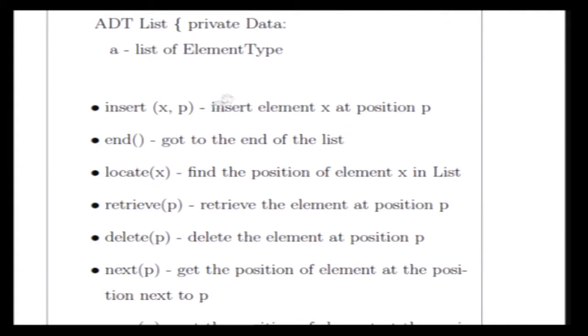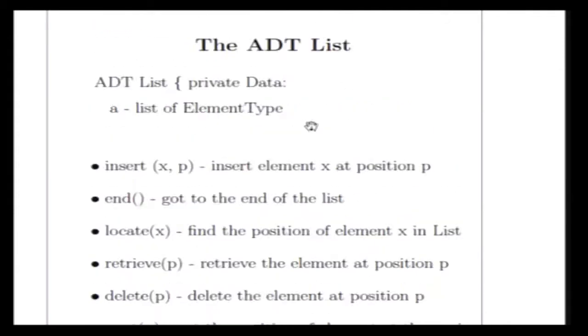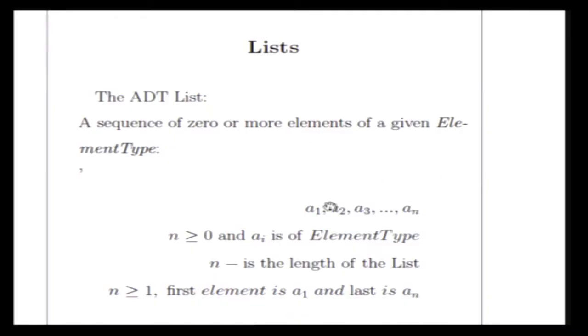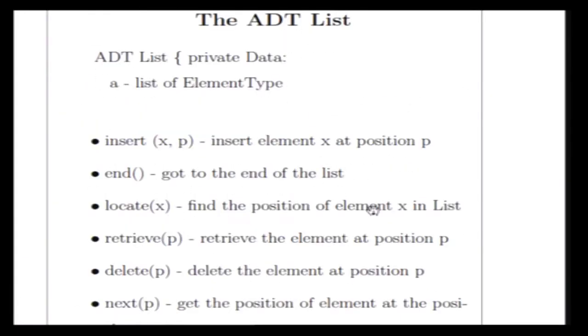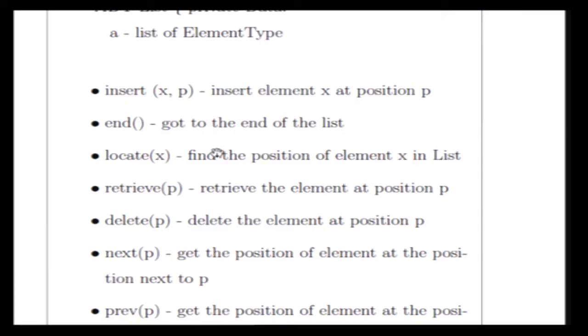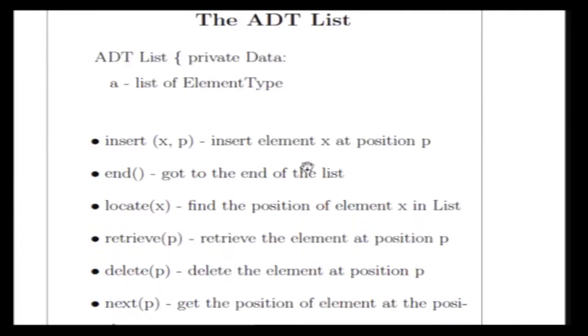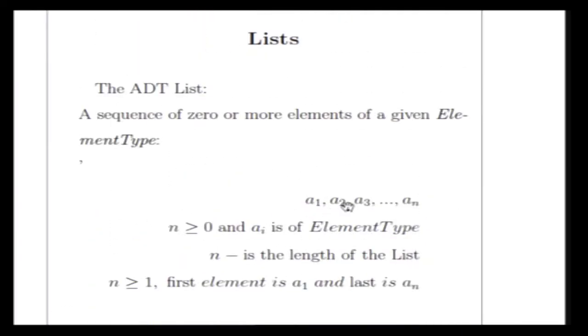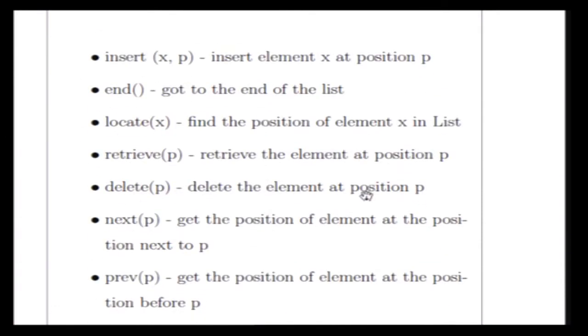I want to insert an element into the list at some particular point. Going back to this example over here, I have a list of elements A1 to An, and suppose I want to insert an element somewhere in the middle. How would I go about doing it? Okay, we will talk about that. And this, I want to go to the end of the list, that is after an, because I might want to do some operation there. Locate, I want to find an element in the given list. Okay, and retrieve, I want to retrieve an element. Let us say I have a position, let us say 3 over here. At position 3, what is the element that is there in the list?